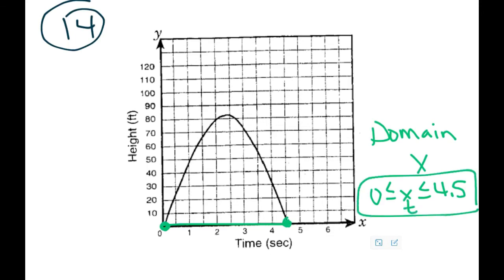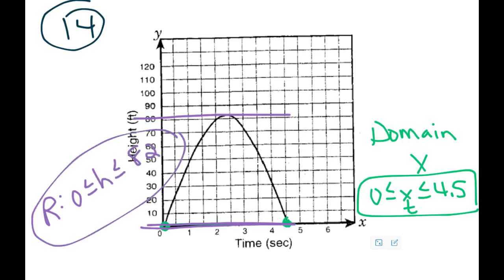Or we may have used t instead of x. They didn't ask for the range, but if they had, the range would have been the y values from 0 to, we'll say that's like 82 feet. So if they had asked for the range, it would have been from 0 to approximately 82.